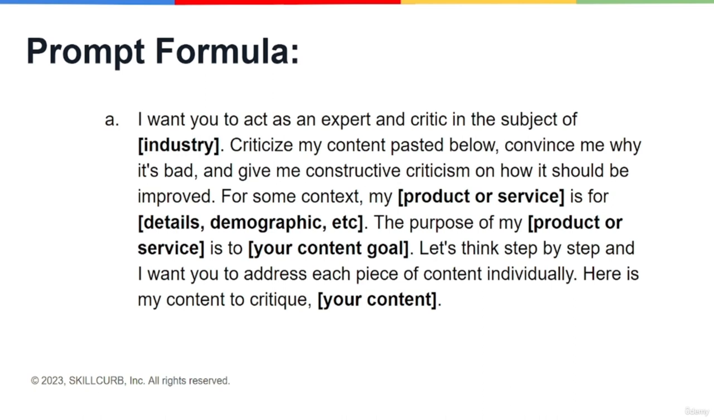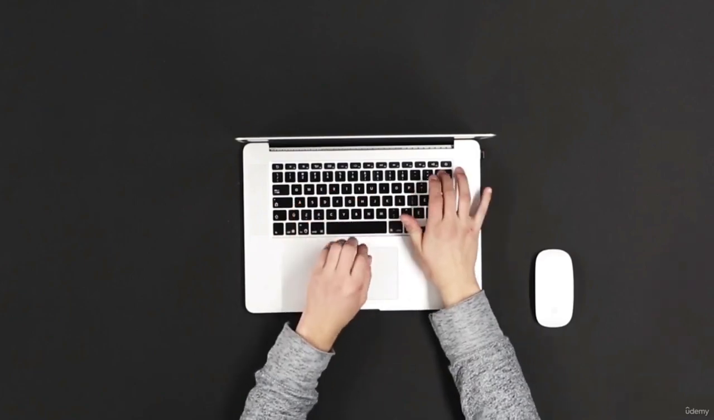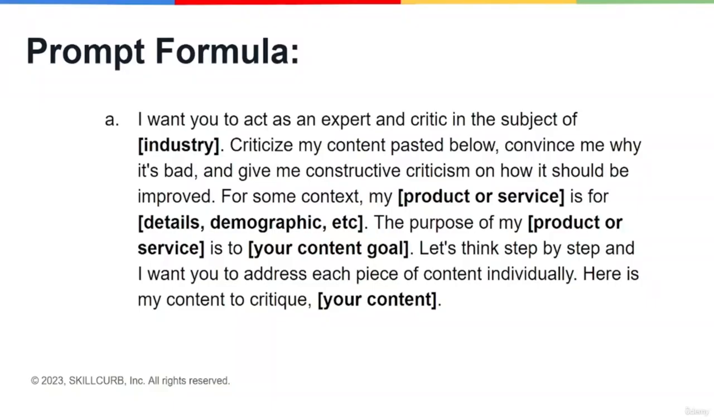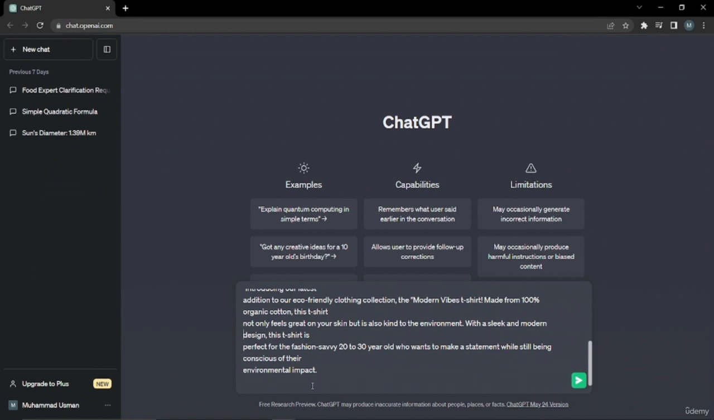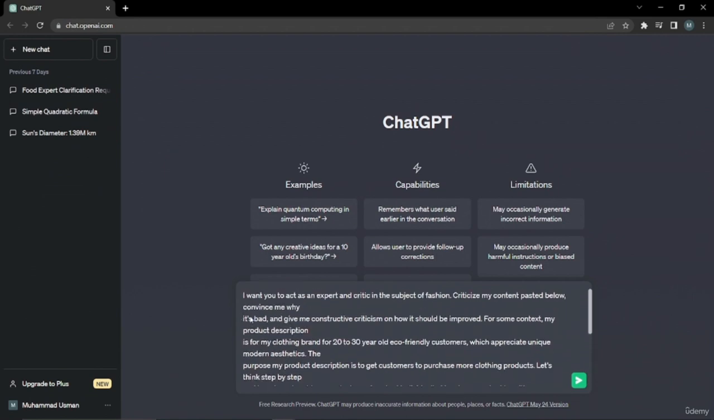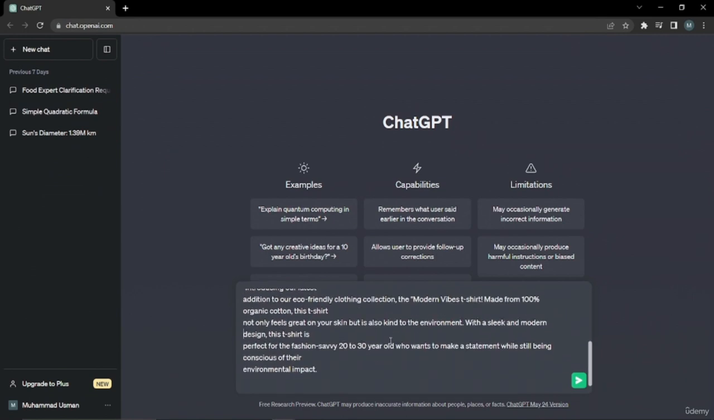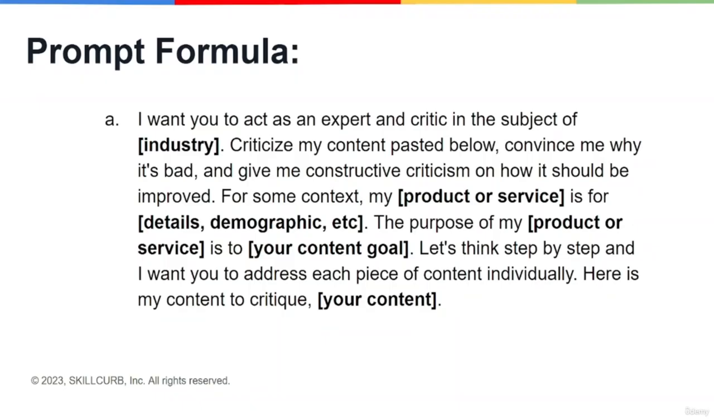Then you'll also give detail and all the demographics of your product as well. And then at the end, you will give a purpose, like what your content goal is. So basically, you will give every possible information to ChatGPT: which industry it is, what your product or services are, what your details are, and what your goals are, what you want to achieve or extract from that.